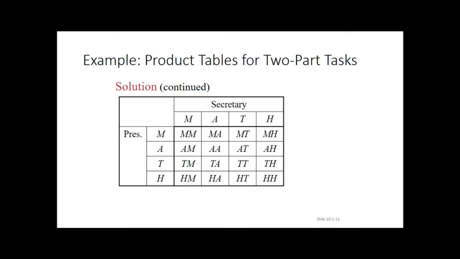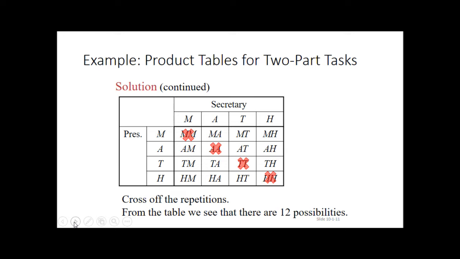Now, in this particular case, on this product table, we actually have to cross off repetitions because we're not going to have the same person be both president and secretary. So we're actually listing some impossible situations. So let's just cross those off. And then we see that what we have left out of the 4x4 grid, which is 4 times 4, 16 possibilities, we removed 4 of them. So that means we have 12 left. So 12 possible outcomes of choosing a president and a secretary.